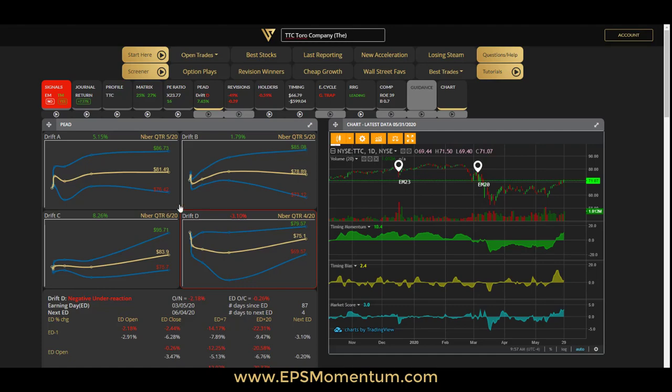It gives you a statistical forecast of where the stock price is going based on historical quarter and institutional behavior. Again, this is really truly unique.